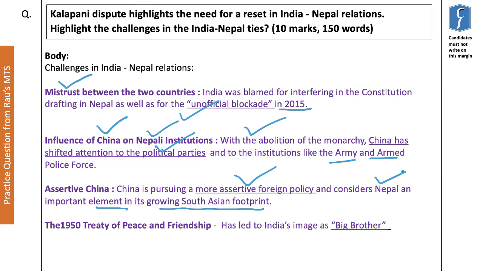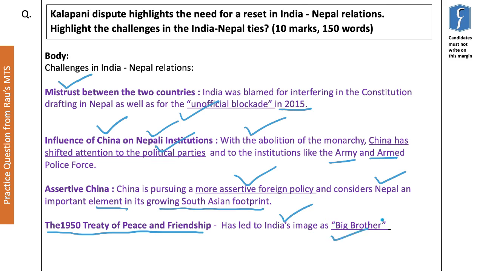Further, another challenge between India and Nepal relations is that of the 1950 Treaty of Peace and Friendship. Now, this 1950 treaty was sought by Nepali authorities in 1949 to continue the special links it had with British India. And this treaty provides for an open border with India and also right to work for the Nepali nationals in India. However, with the growing middle class in Nepal, this treaty is viewed as a sign of unequal relationship and an Indian imposition. And that is why this has led to India's image as a big brother.